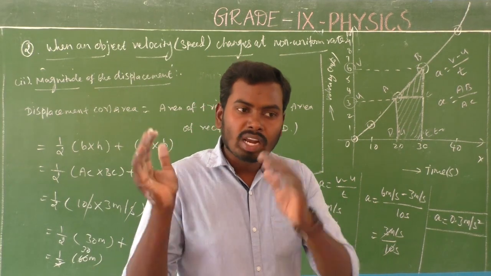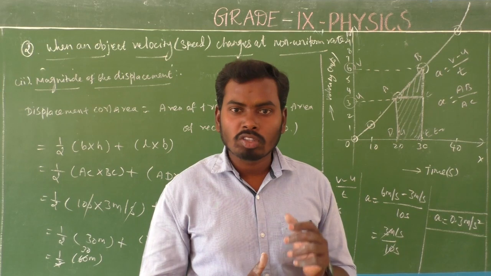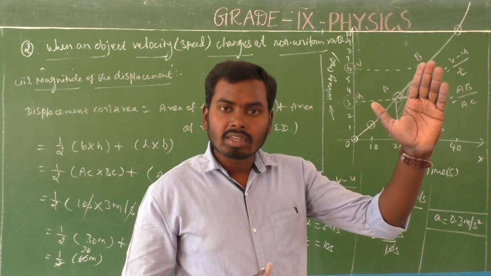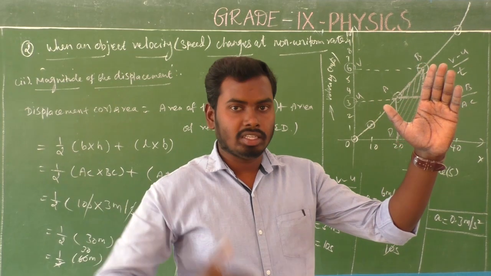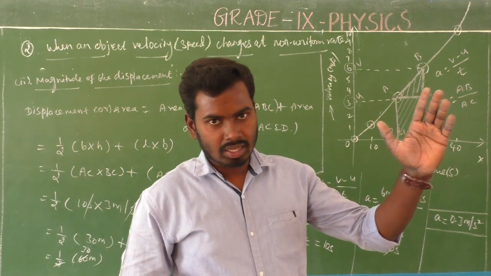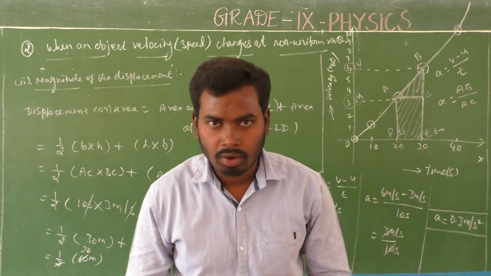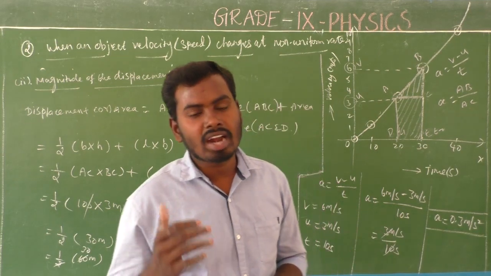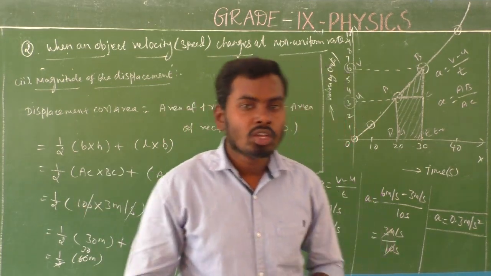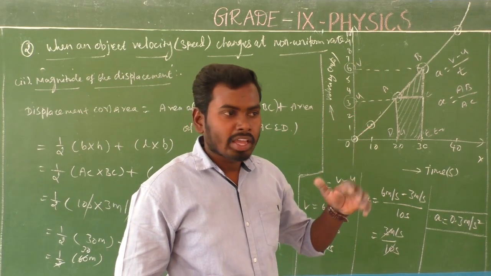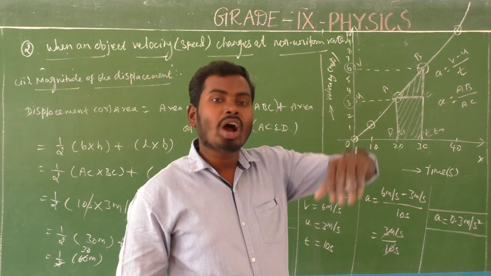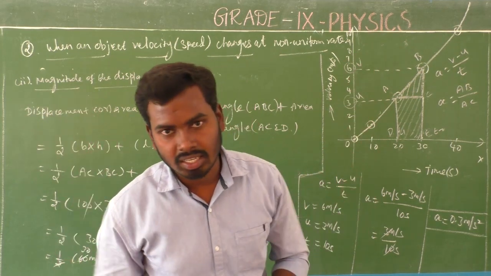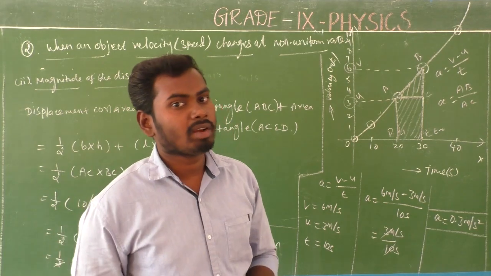Am I right? Straight line. So whenever in a velocity time graph the motion of the object is a straight line, we can say the object is at uniform velocity. Is it clear? Yes, very easy one. Second one: when an object's velocity changes at a non-uniform rate. In a velocity time graph, if the motion line shows a curved line, we can say the object is at non-uniform velocity. Note this point, very important.